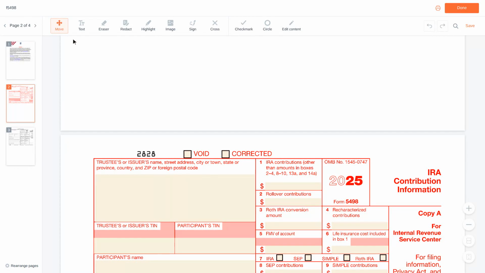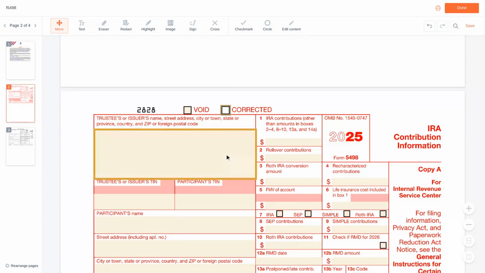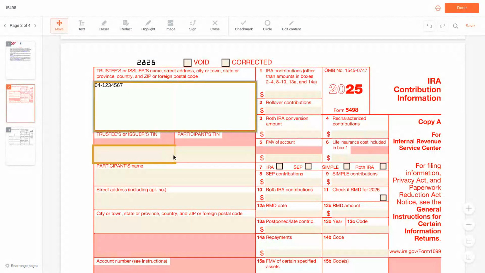The top section of Form 5498 identifies the trustee or custodian, which is the financial institution holding your IRA. The trustee's name, address, and federal identification number appear in the payer box. Your name, address, and social security number appear as the participant. The account number field identifies your specific IRA account with that institution.